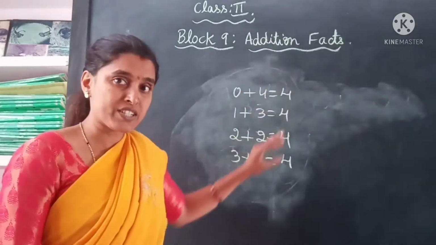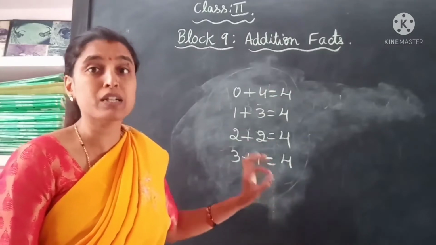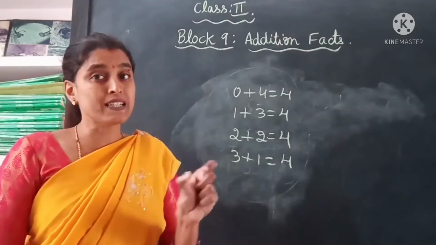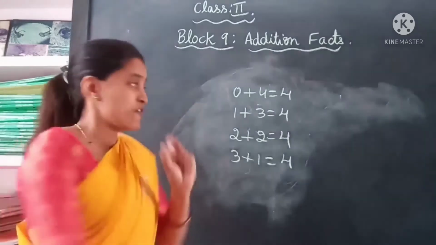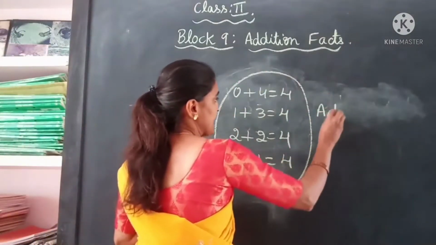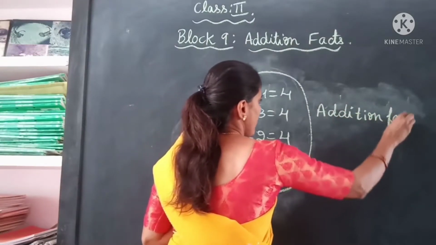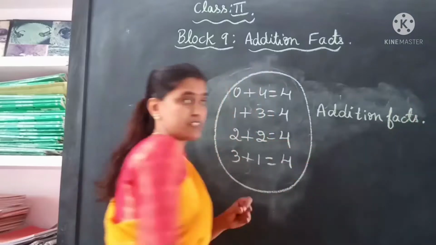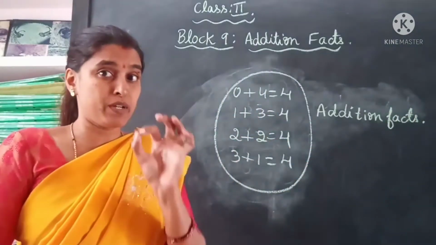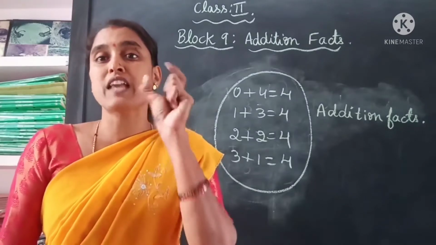In all the addition sentences here, all the addition sentences are adding up to the same number, that is 4. So this set of addition sentences which add up to the same number are nothing but addition facts. Addition facts of a number is a group of addition sentences which add up to the same number.